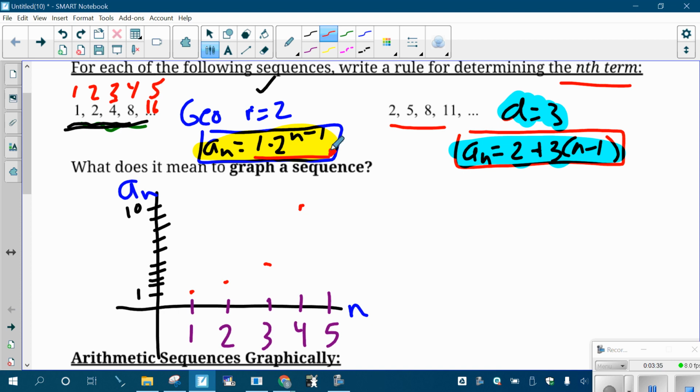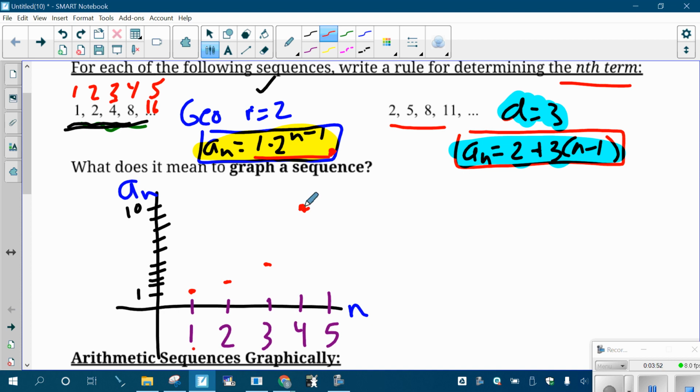Okay, so it'll be way up there off my graph here. If you look at these dots, and again, I'll emphasize them there, together they form this sequence. So I'm just graphing the term number and then the actual term.